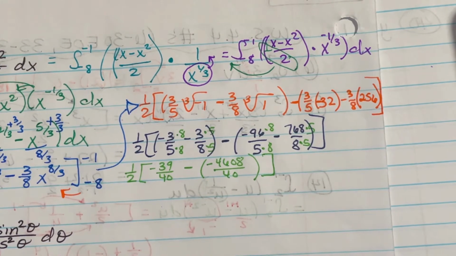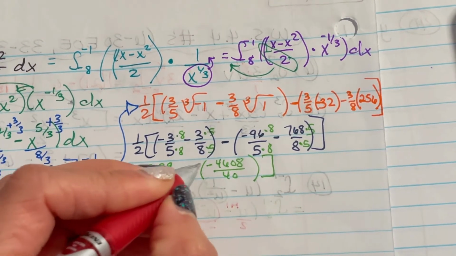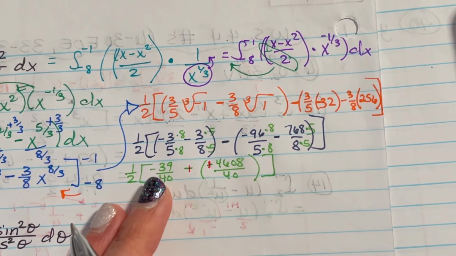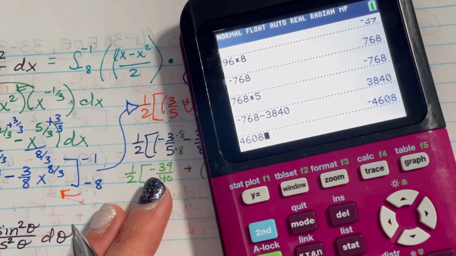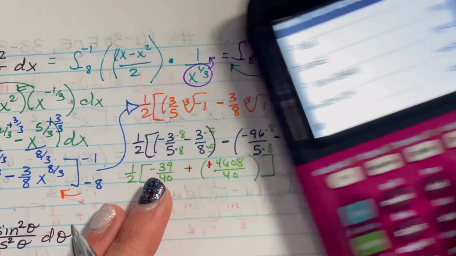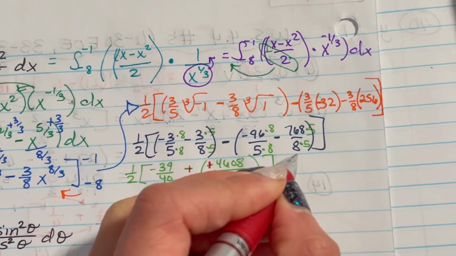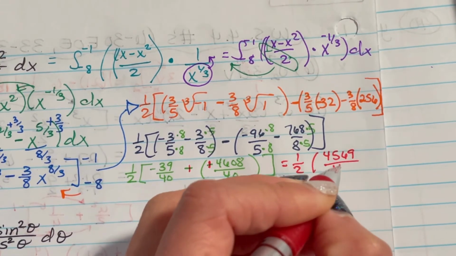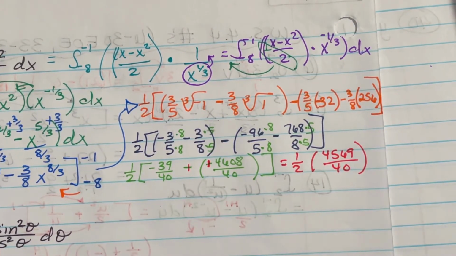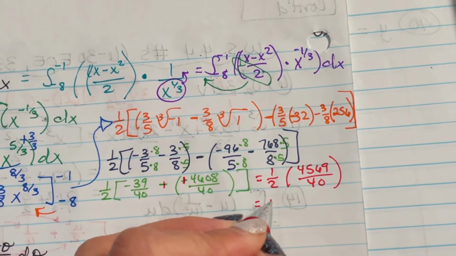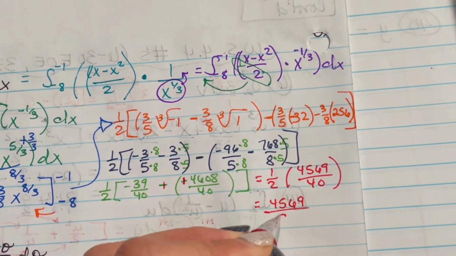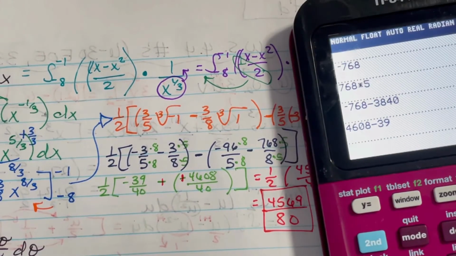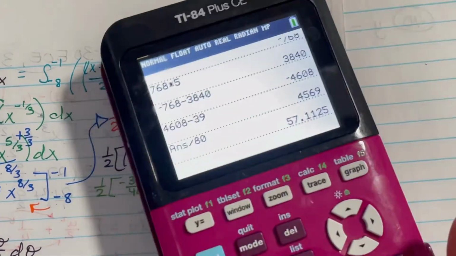All right, I'm going to switch colors before I do the next step. Negative next to negative changes these to a positive, and these are common denominators. So basically 4608 minus 39 is 4569. Yep, this problem sucks. It really does. Times 1/2, so 4569 over 40, and when you multiply straight across, we'll get 4569 over 80. Ugh. That better be it. As a decimal, it's 57.11.